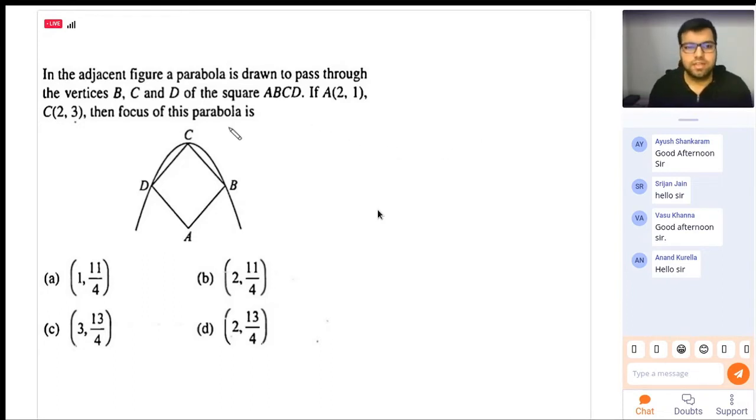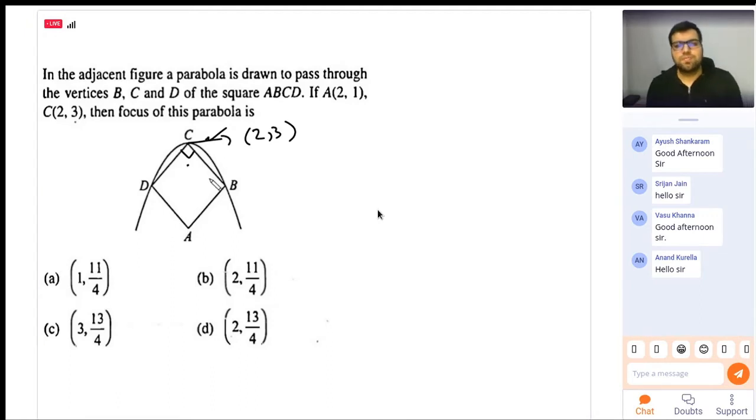So this is the parabola, correct? And this is a downward parabola. C is given to be 2 comma 3. Since this is a square, this particular angle is 90 degrees. Great. Now we have to find the focus. So the focus will lie on CA only, correct? Focus will lie on CA only. It will be somewhere here, we can say.